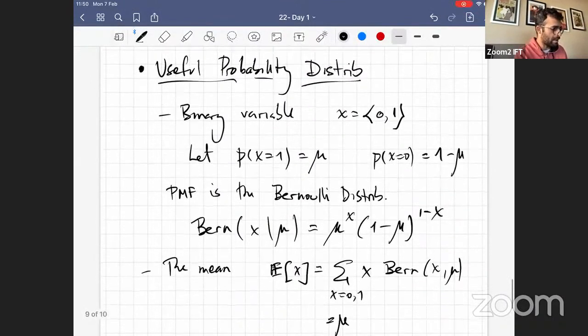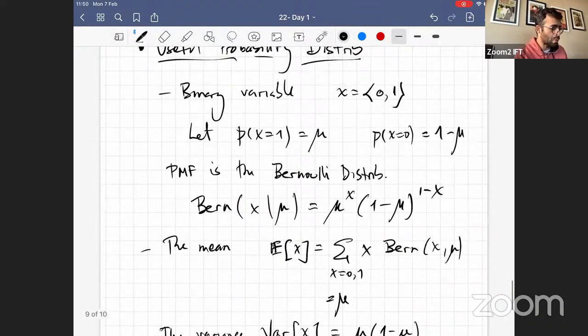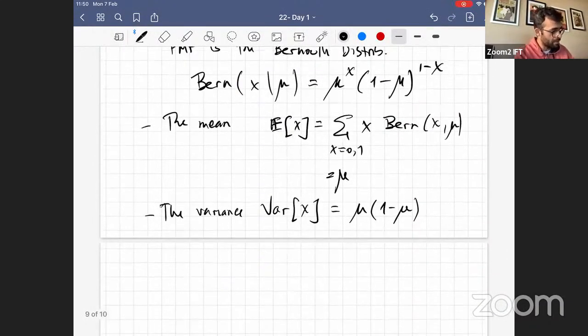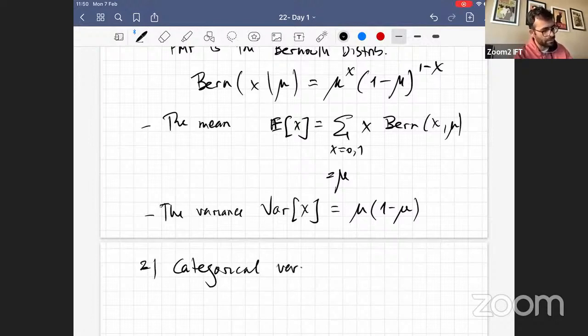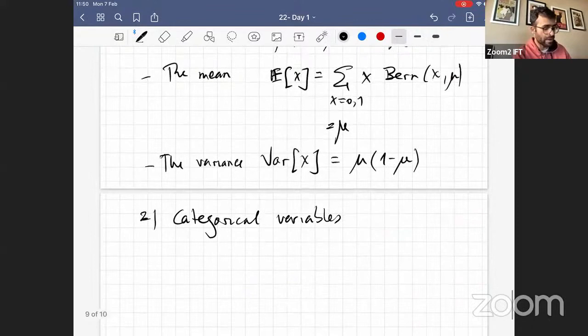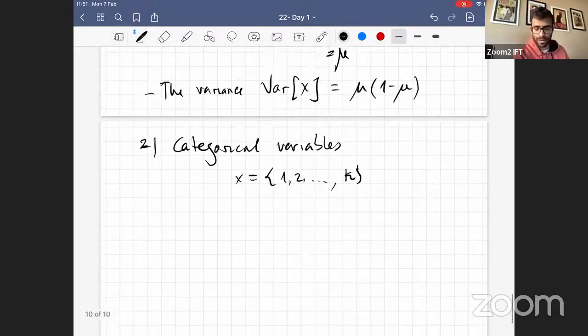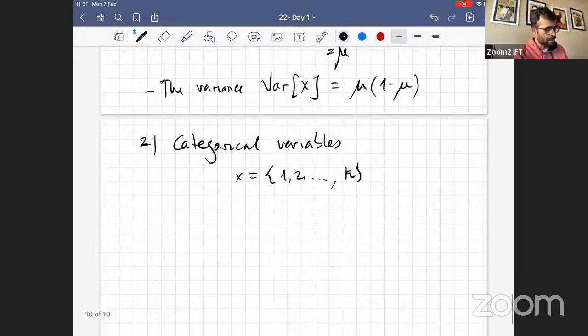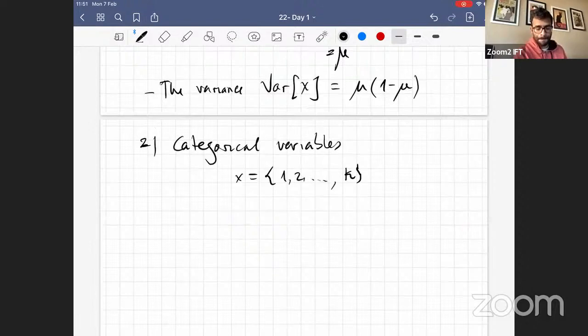And now, remaining on discrete variables like this one, the generalization of that would be categorical variables, which are variables where x can not only have two values, but many values, like 1, 2, up to k values, or a, b, c, or whatever you want to put here. And then how do you work with that?